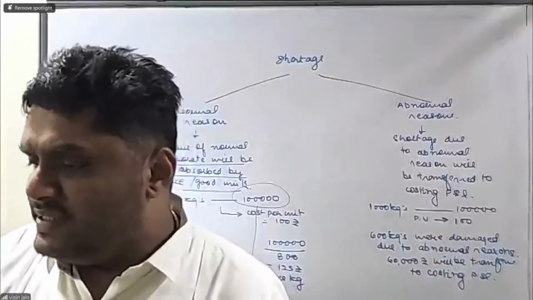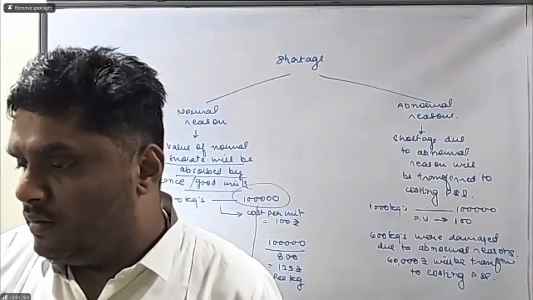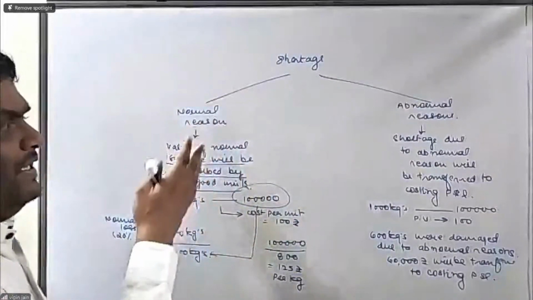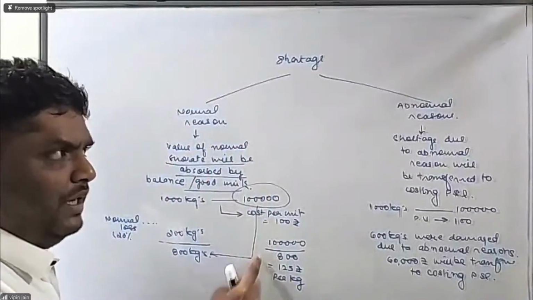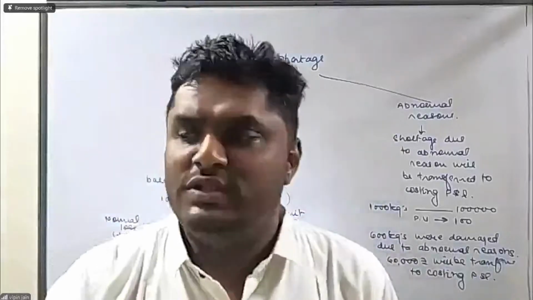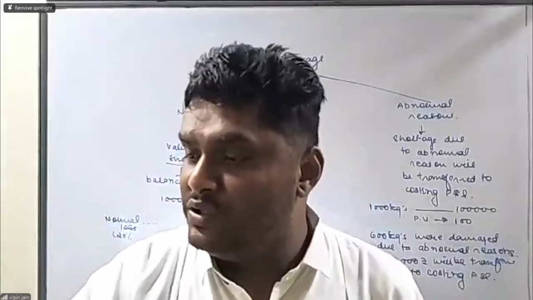Yes, Aditya, well said. It's correct. Okay, Medha. So, very simple. If it is due to normal reasons, the total amount will be absorbed by the balance units. If it is due to abnormal reason, the proportionate amount will be transferred to costing P&L. I'll be discussing this part in detail in process costing also, so don't worry.